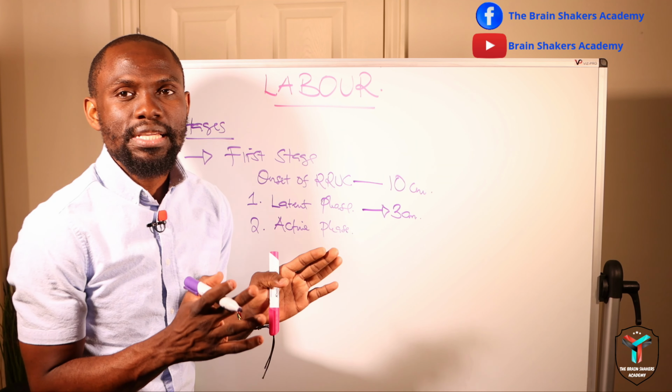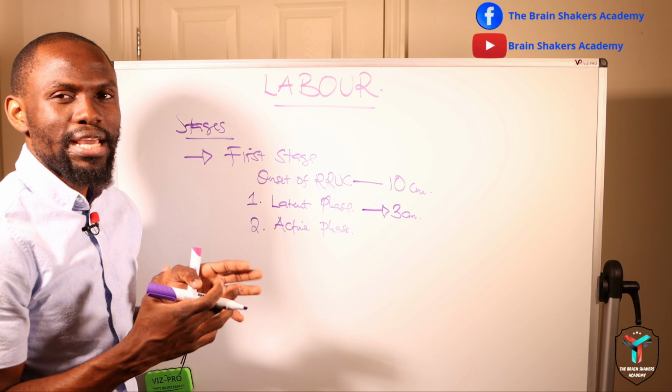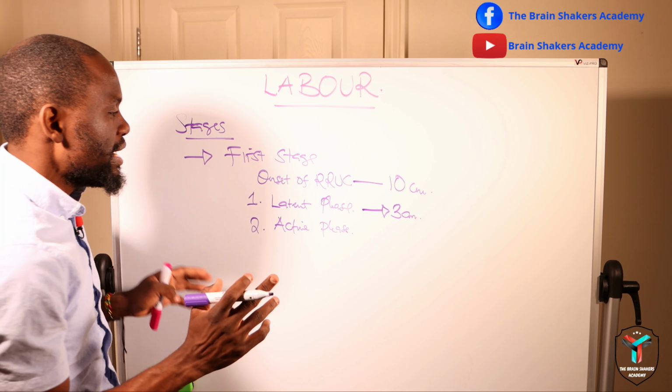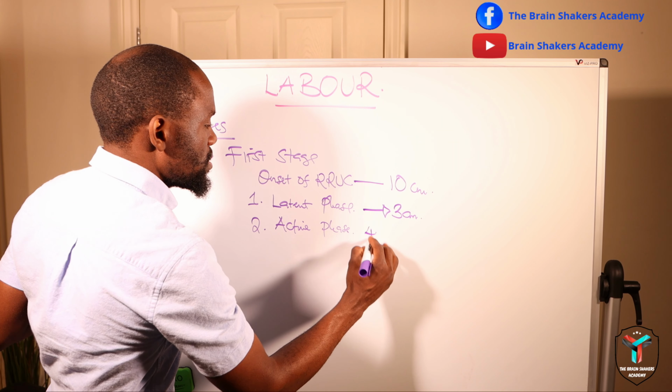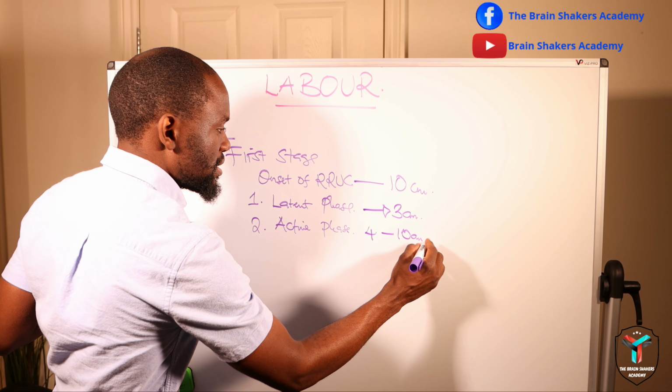Then you would consider that as the latent phase of labor. Then when we're talking about the active phase of labor, it is anything from about 4 centimeters dilated to about 10 centimeters dilated.